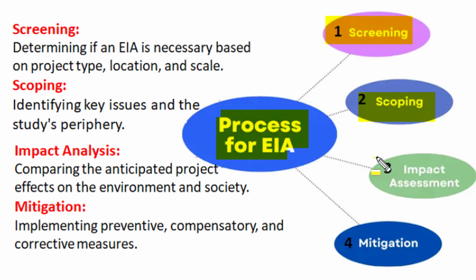Then impact assessment is done in the third stage, and the project activity is studied for all its effects on environment and society. Then all assessed impacts are analyzed, and how we can prevent, reduce or compensate those impacts by corrective measures is discussed or studied in the mitigation stage. So the first 4 stages are screening, scoping, impact assessment and mitigation.